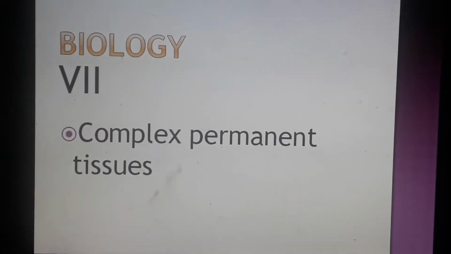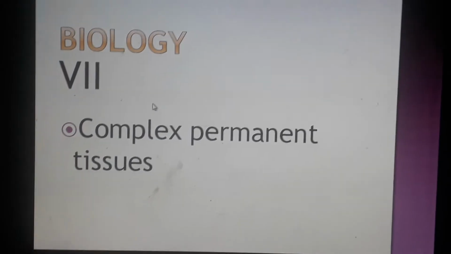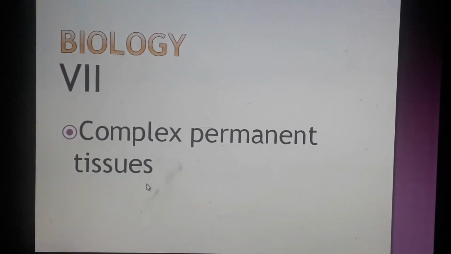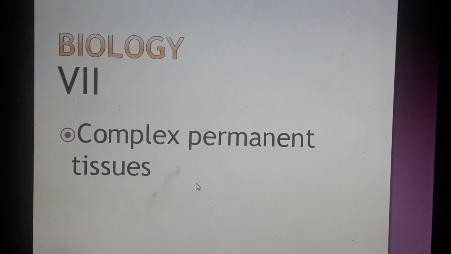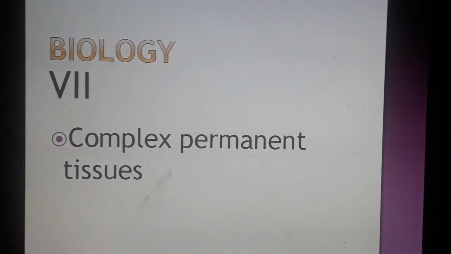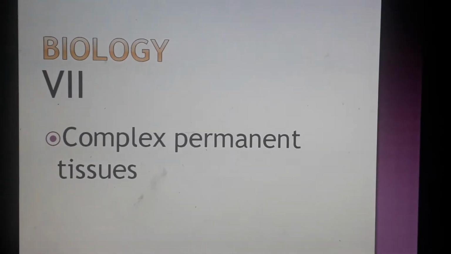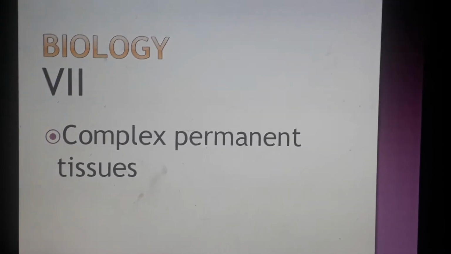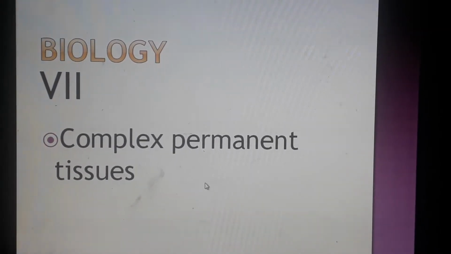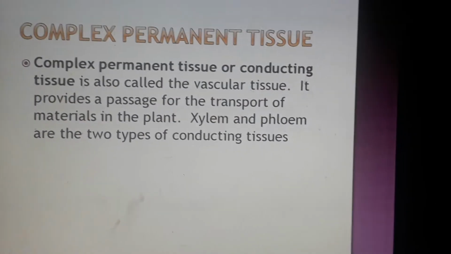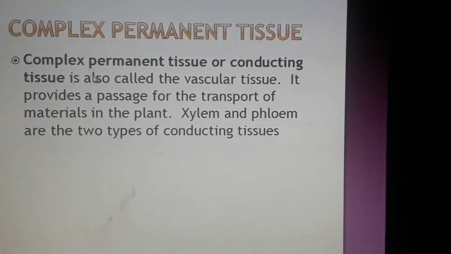Now we come to the next part of your biology class, complex permanent tissues. So we have learnt about the simple permanent tissues, which were epidermis, then parenchyma, collenchyma and sclerenchyma. Now we come to the complex permanent tissues. Okay. Now complex permanent tissues, they are conducting tissues.